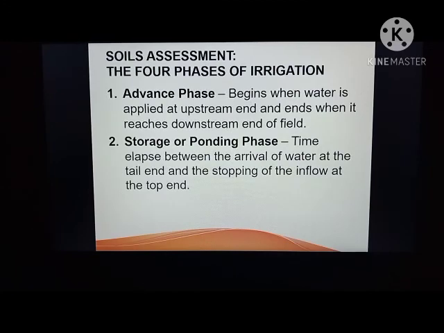Next is the soil assessment, the 4 phases of irrigation. The first one is the advance phase. This is where the water moves from the upstream to the downstream until it reaches the storage, which is the second phase, the storage or ponding phase. This is where we are going to stock some water for our field.